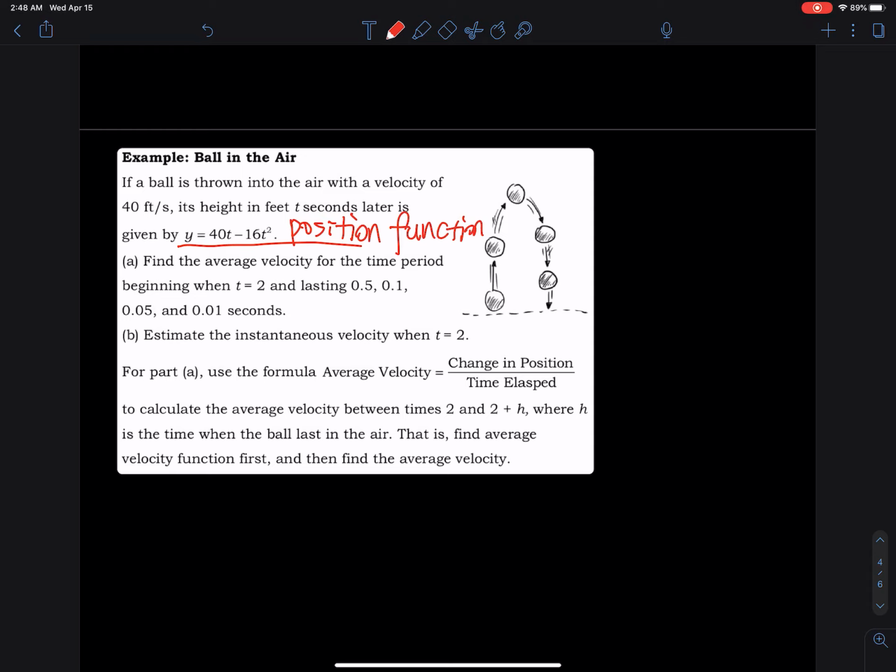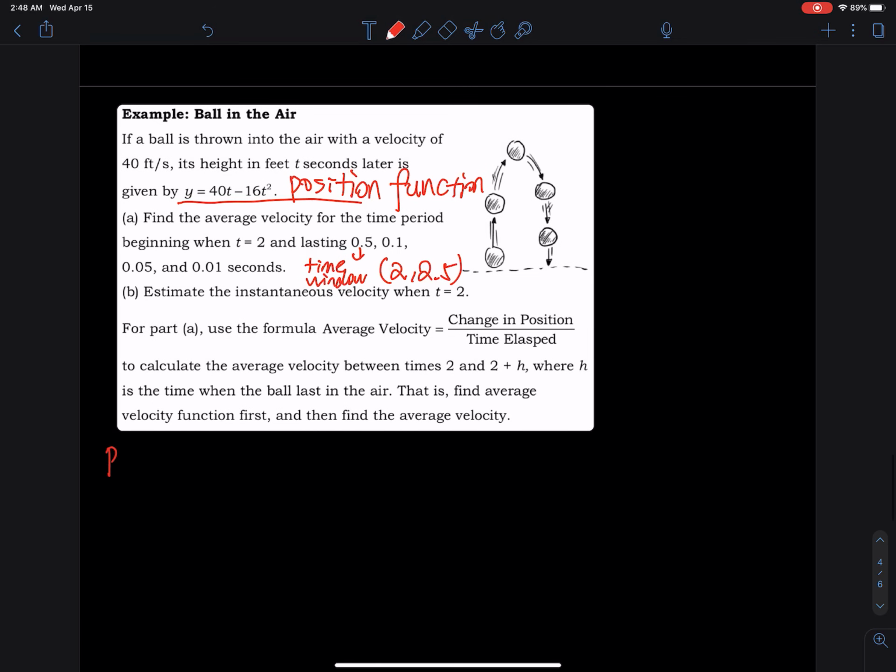Find the average velocity for the time period beginning when t is equal to 2 and lasting 0.5, 0.1, 0.05, and 0.01 seconds. Okay, so we start with the position function, and this is actually a time window lasting 0.5. 0.5 means you start at 2, you add 0.5 to it, that is equal to 2.5, so that gives you a time window. So we start with a position function. I don't like writing the functions like that. I would like to do this. y is equal to y of t, that is equal to 40t minus 16t squared. So t is equal to time.